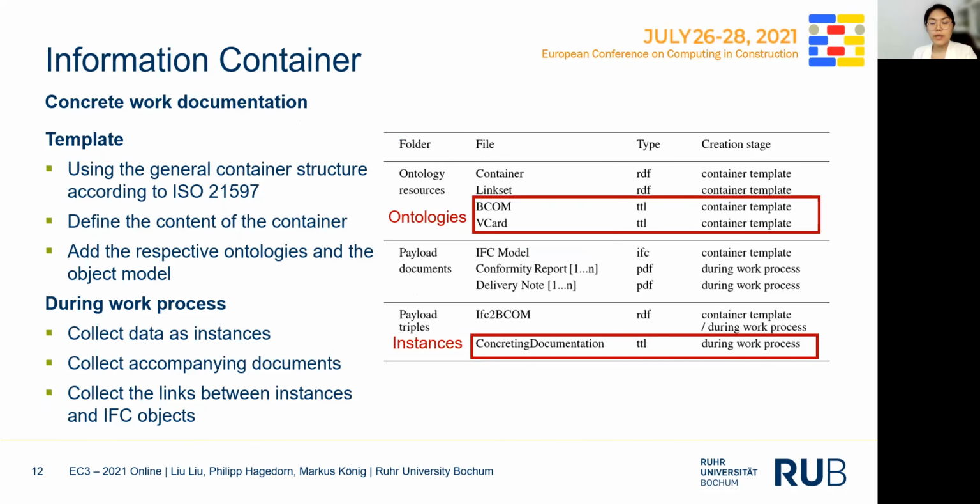Now we are able to create the information container to capture the as-built data. The container has a general structure that is defined by the respective standard. It contains 3 folders. One is for the ontologies we use, one is for all the payload documents, and the third one is for the linked data sites. The content of the container is also defined in the table here on the right-hand side.